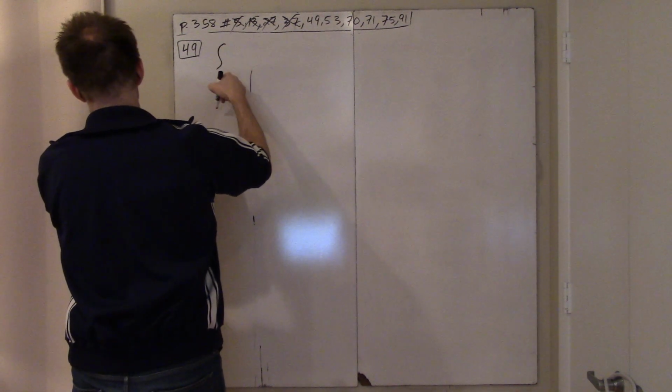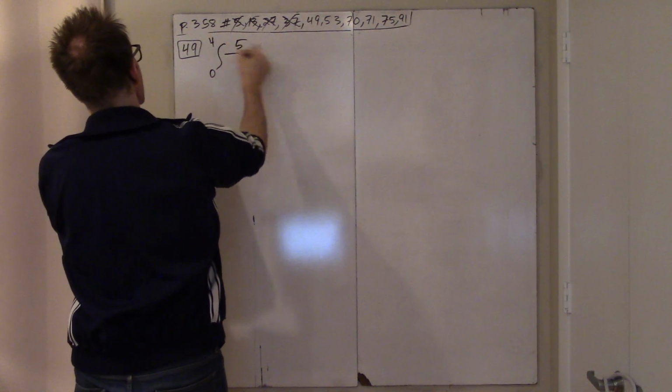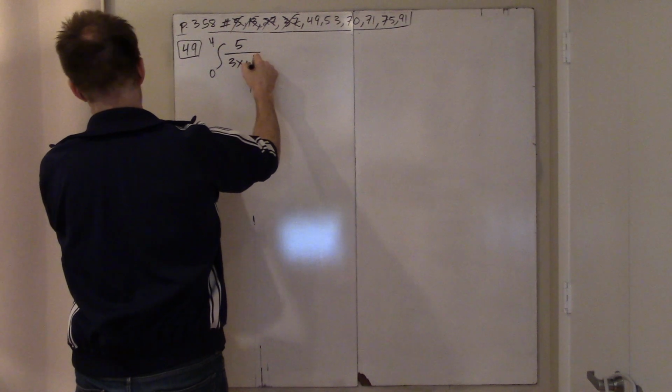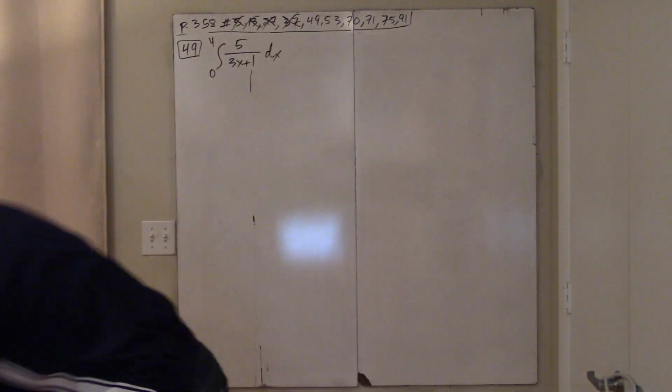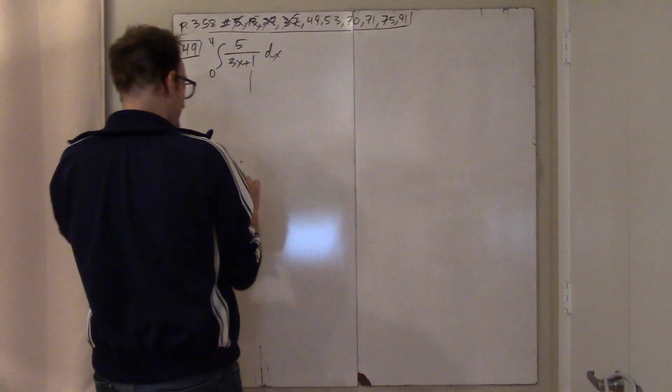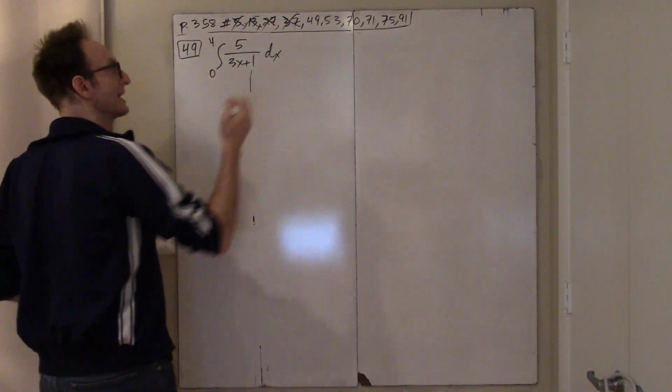Let's do some integrals. So this is the integral from 0 to 4 of 5 over 3x plus 1 dx. And I'm really going to push doing this the good way. So what's the good way? The good way is integration by substitution. In fact, everything we're about to do is going to look very similar to what we have just been doing for the last 10 minutes.